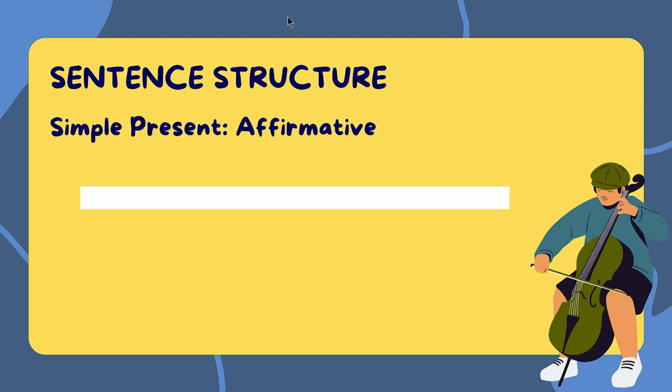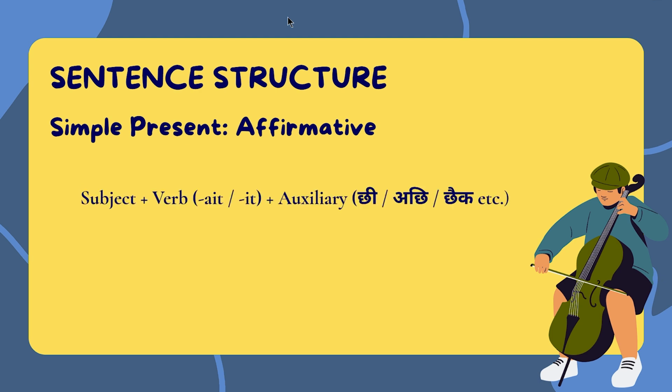Okay, so simple present affirmative structure. These will be positive sentences. So the structure will be something like subject plus verb, the base verb form, and we usually suffix it with ait or it plus the auxiliary which carries the honorificity and other features. So let's look at few examples.